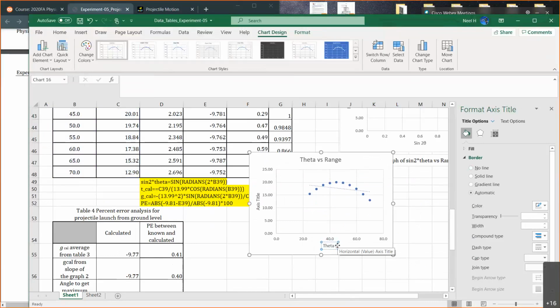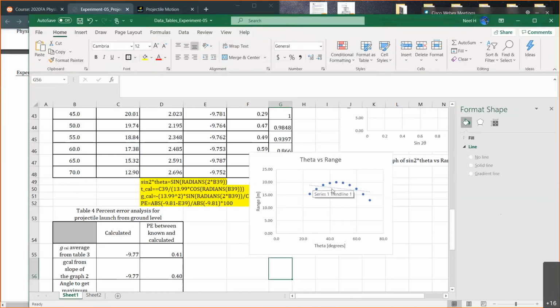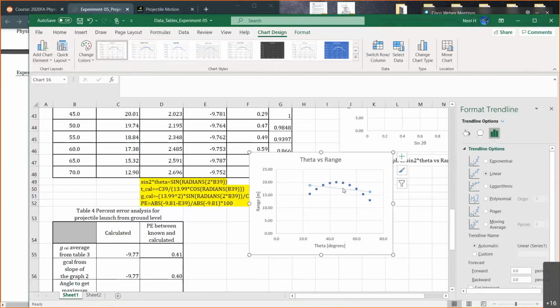Then this is going to be theta. This is in degrees, right? You can actually put the degree sign or write the degrees, but that must be there because that's a unit, right? And the y-axis is going to be now the range. Range is in meters. Now this trend line, it's not supposed to be linear, right? Let's change that. Bring the cursor on top of the trend line, double click. And then click on the polynomial, because we're expecting it to be second order polynomial.